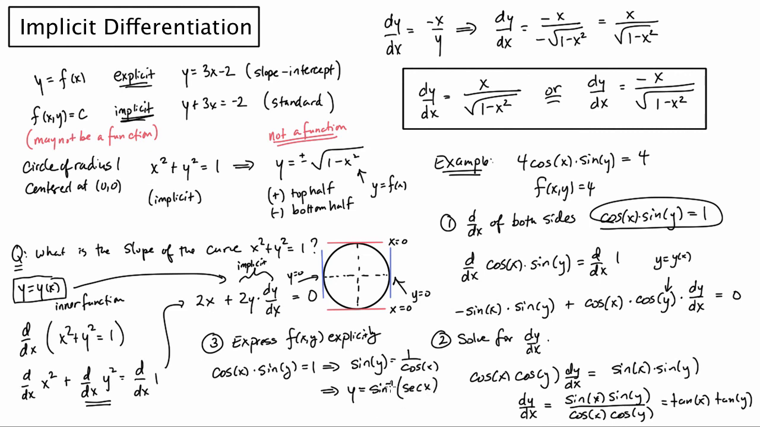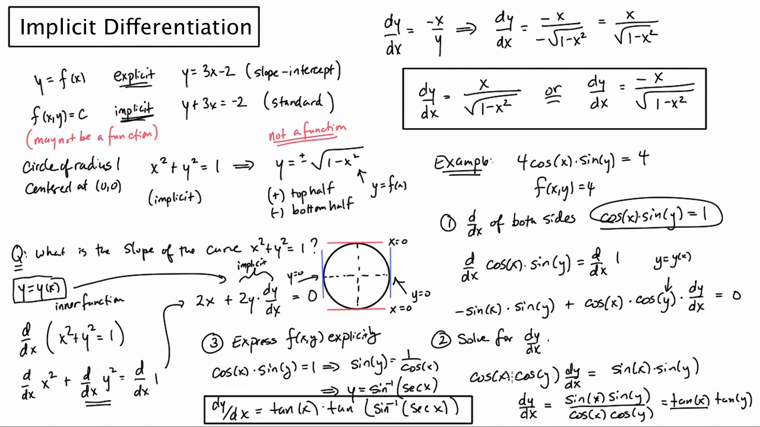So if y is the sine inverse of secant, then dy/dx, the derivative we calculated in step 2, can be expressed as tangent x times the tangent y, but y is this. So it would be the tangent of the sine inverse of secant x. And so that would be our final answer in this case.